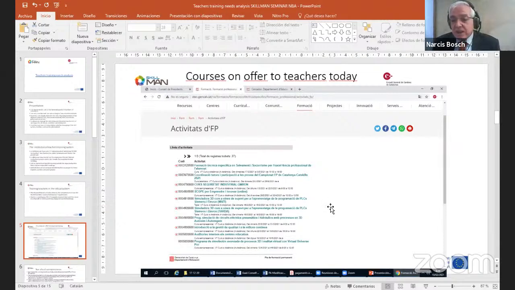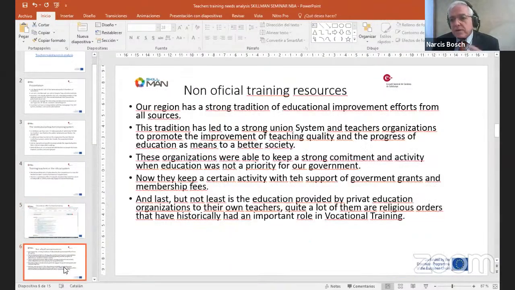And these are all kinds of trainings. Also, we have a strong tradition of educational improvement efforts from all sources, not official ones. This tradition has led to strong unions and teacher organizations to promote improvement of teaching quality and the progress of education as a means to a better society. These organizations were able to keep a strong commitment and activity when education was not a priority for our government. Now they keep certain activity with the support of government grants and membership fees.